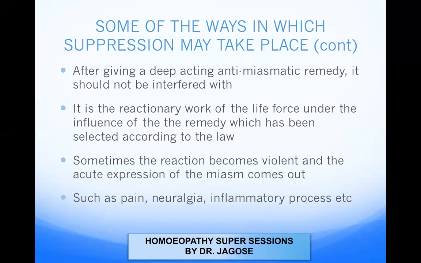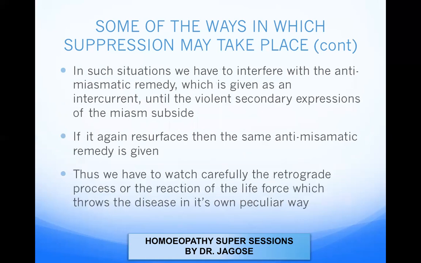So what happens when we give the remedy? The vital force reacts, and the remedy has been selected according to the law of similars. Sometimes the reaction becomes violent and the acute expressions of the miasm come out, such as pain, neuralgia, inflammatory processes, etc. In such situations, we have to interfere with an anti-miasmatic remedy, which is given as an intercurrent, until the violent secondary expressions of the miasm subside. If it again resurfaces, then the same anti-miasmatic remedy is given.